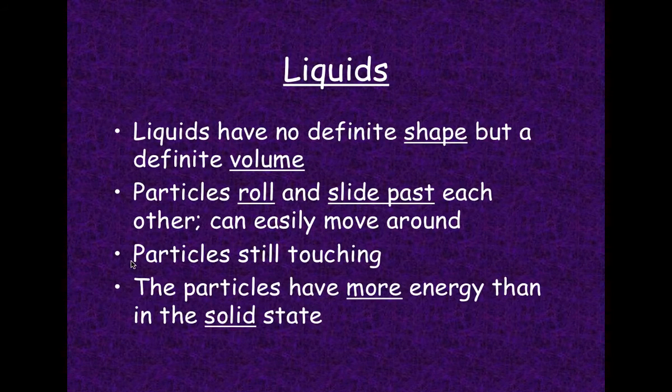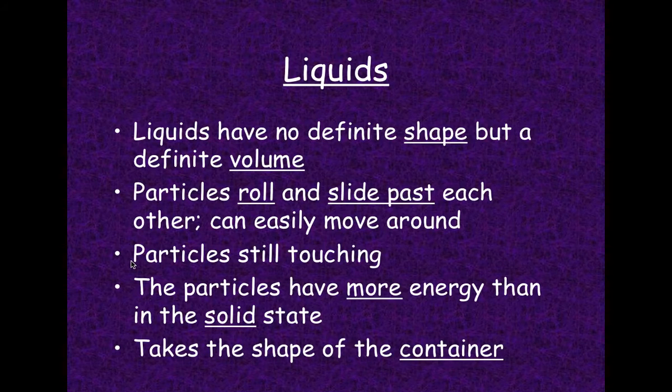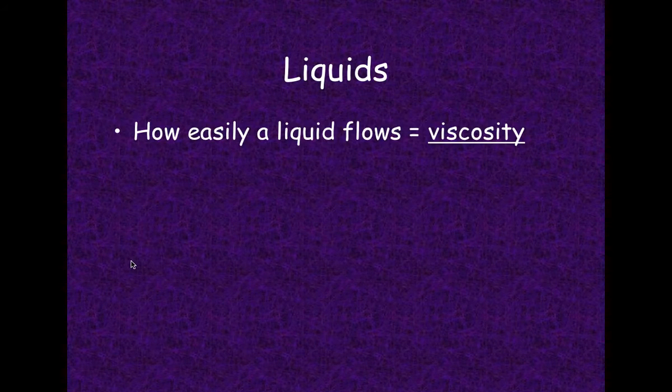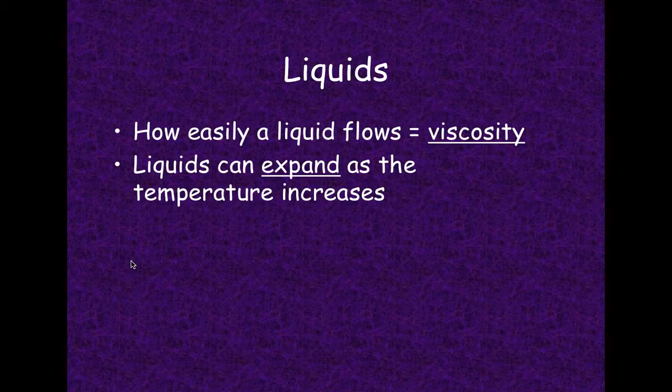The particles have more energy in the liquid state than the solid state. And as I alluded to before with the shape issue, they take the shape of the container that they are in. Now, liquids have the ability to be poured, and how easily they pour or flow is referred to as viscosity. The last characteristic of liquids is they expand as the temperature increases.